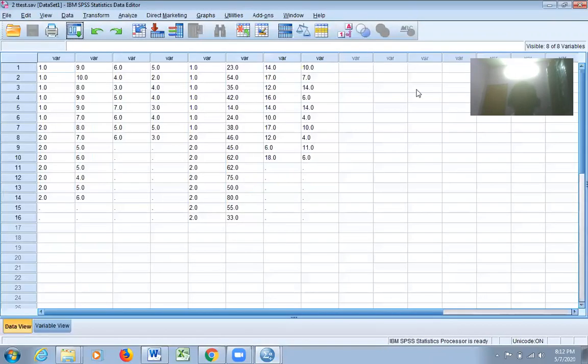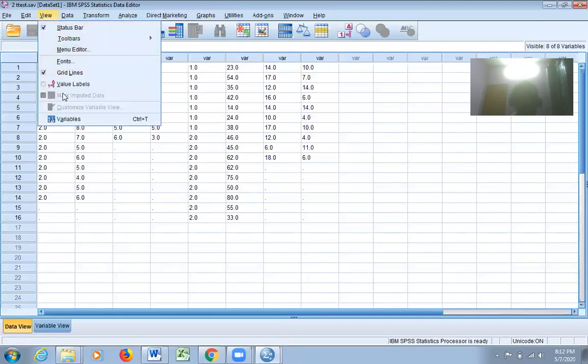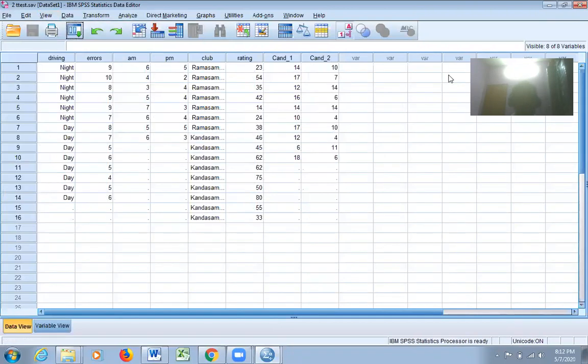So now I have got a few values here. Let me go to view. I click value label. You get the answer like this. Okay. Let us conduct independent sample t-test.